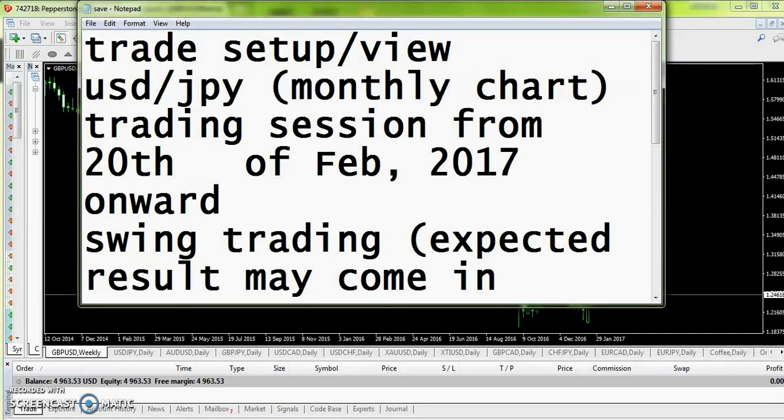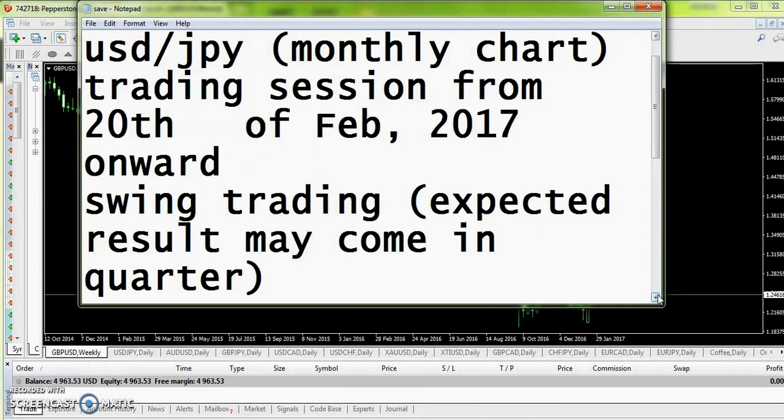You may remember that this is a swing trading sort of setup, and if you want to grab the full results, the expected results may come in about a quarter. So this is really a bigger picture view setup, right?